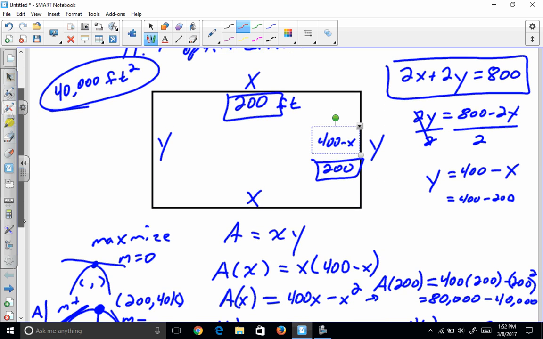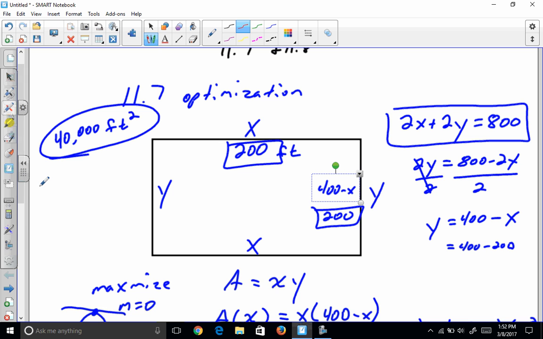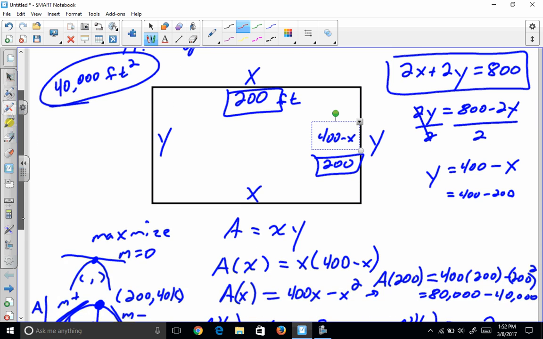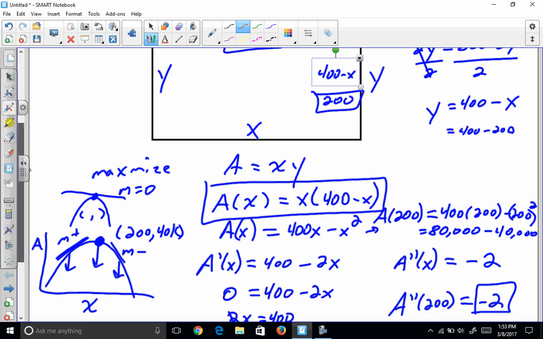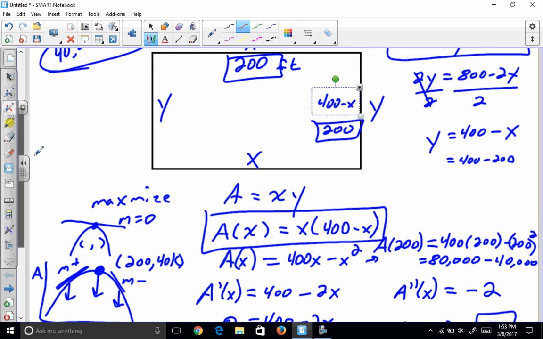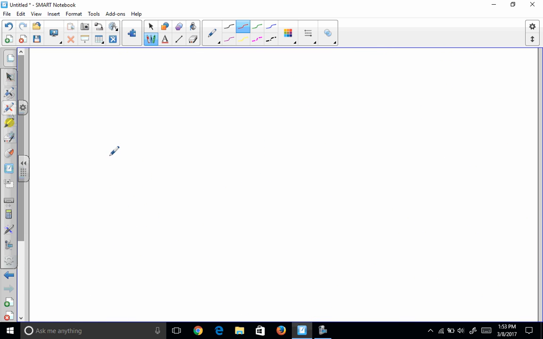So that's another example of getting the largest area possible. We can maximize our area function under the conditions we described. So let's do another one of those.